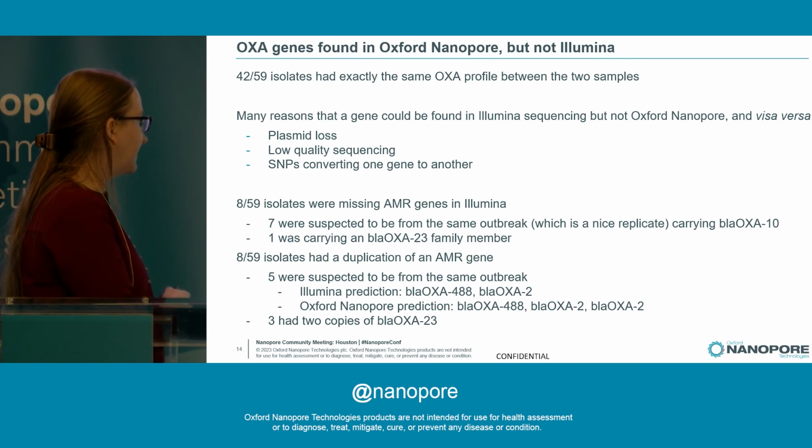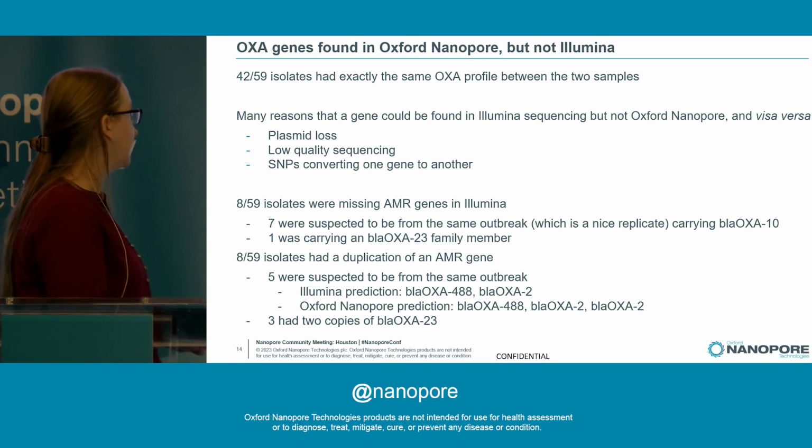In several of the isolates, we observed a duplication of the AMR genes, which for a lot of the Illumina sequencing is really just presence or absence. But in the Nanopore sequencing, we can see multiple copies of things like OXA2 or OXA23.